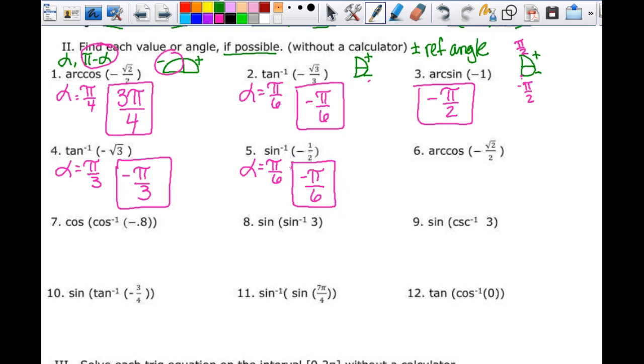Cosine inverse of square root of 2 over 2 is the same as number 1. I was just looking at it, it's the same thing, but that's okay. We'll talk through it again. Square root of 2 over 2, the reference angle is pi fourths. But it is cosine, so I am not in quadrants 1 and 4, I'm in quadrants 1 and 2, and so this is actually pi minus the reference angle, and that's where you get the 3 pi fourths from.